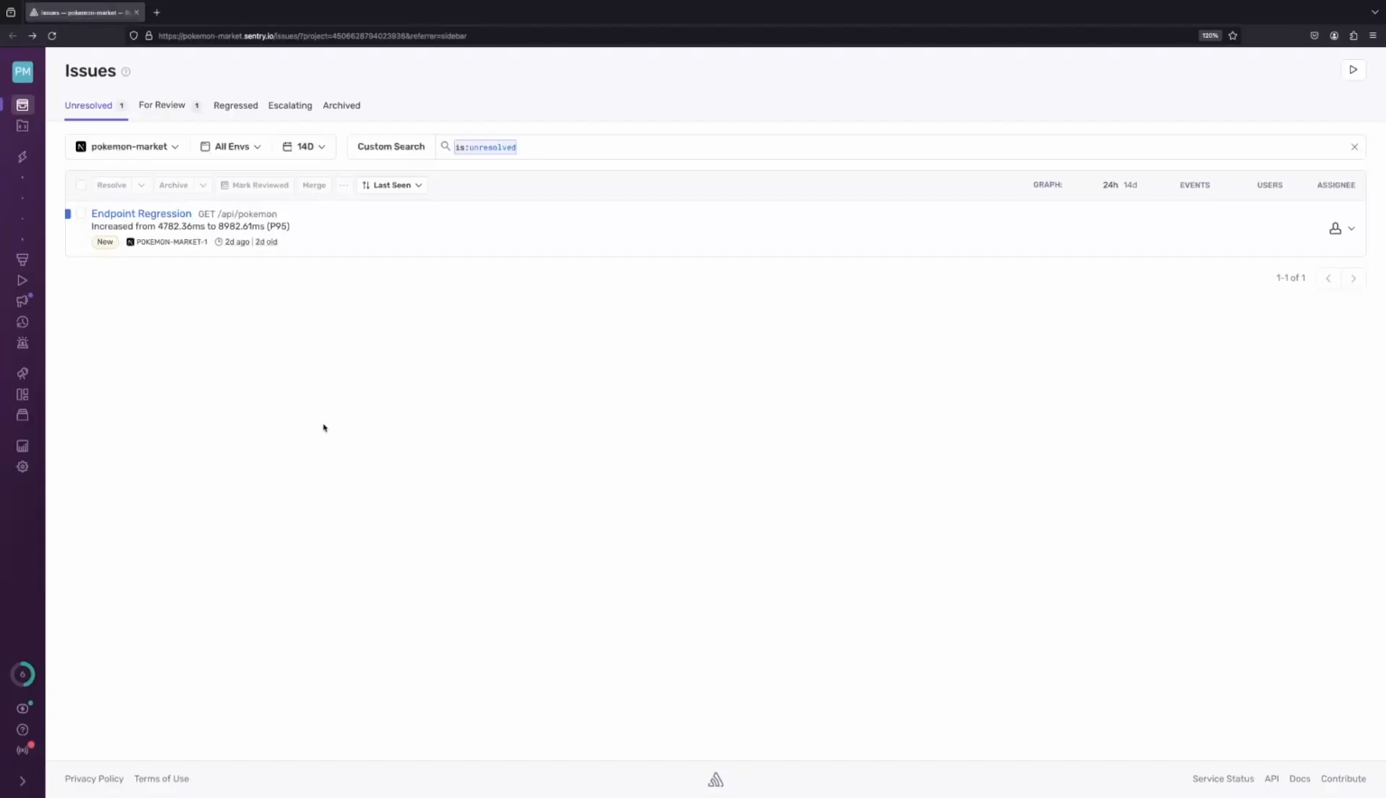Last time we talked about what endpoint regressions are. Now let's take a look at the endpoint regression issue in more detail. Let's open this issue in Sentry to get more information on this regression issue.